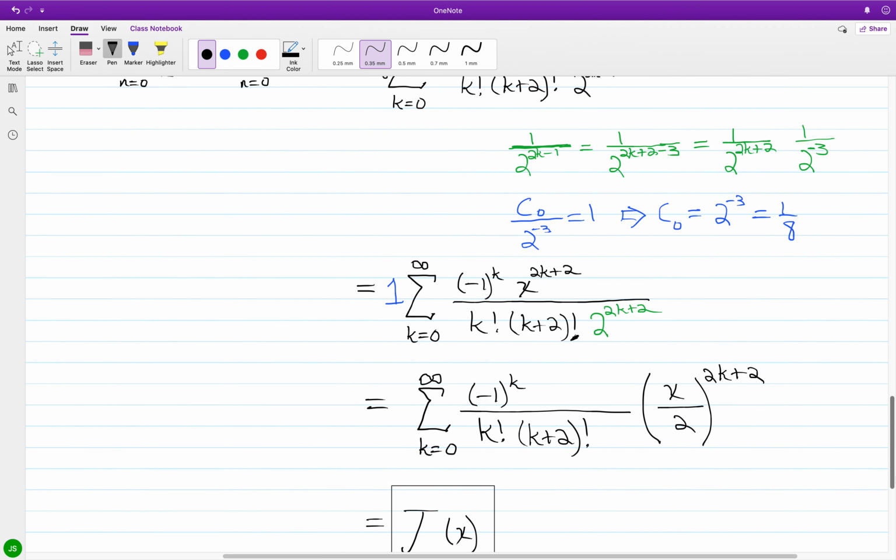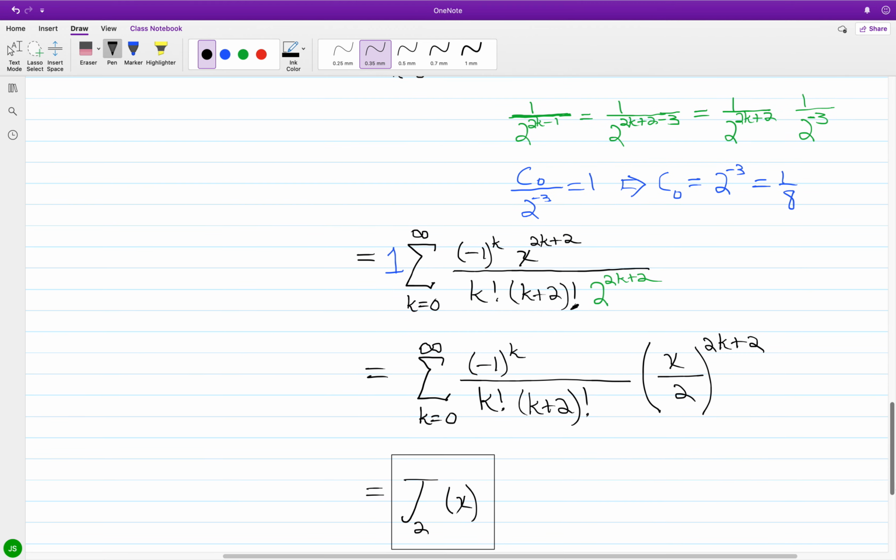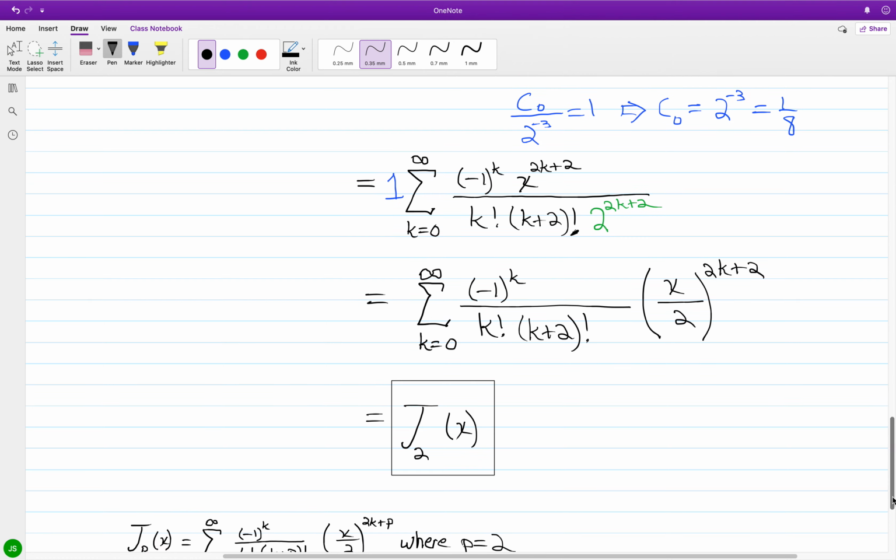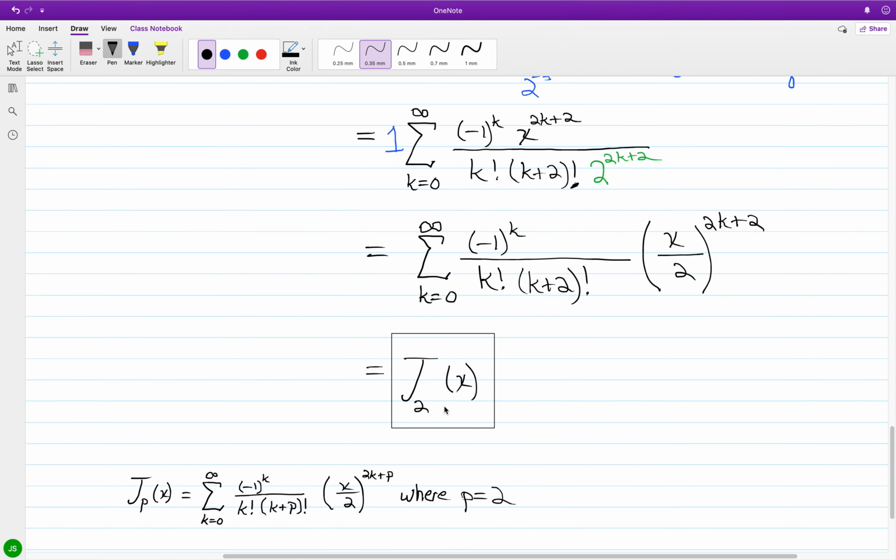And what we have here is a Bessel function of the first kind of second order. So again, you have the Bessel function of the first kind, where in this case p is equal to 2, so we have the Bessel function of the first kind of order 2 as the result.